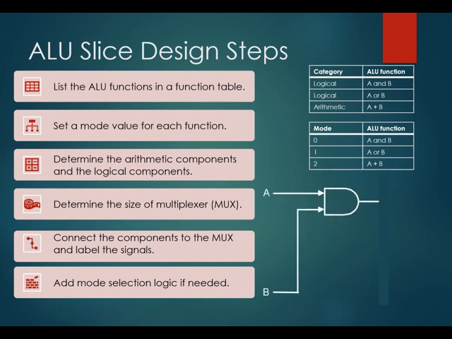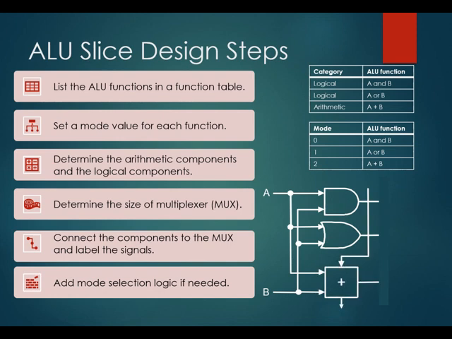Then we determine the logics needed. For example, in this case we need an AND gate connecting A and B for the AND operation. We need an OR gate for the second mode, and we need an adder for the third mode, which is A plus B. And then we determine the size of the multiplexer. So basically we see how many functions are in the table, which will guide us on the size of the multiplexer. In this case, we need a 3:1 multiplexer.